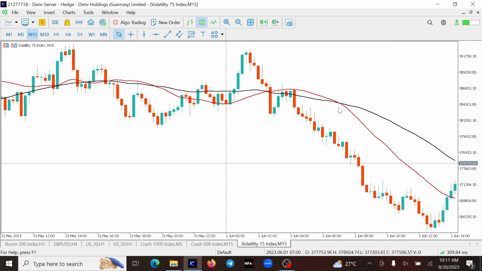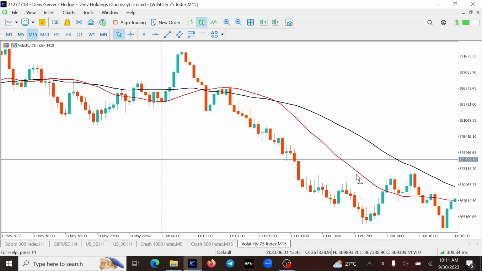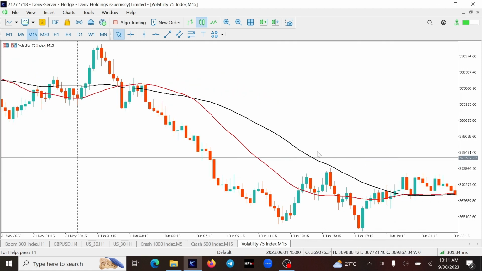Because after this crossing to the downside, it moves. Can you see that? To the downside. So here is when you can actually identify that, okay, this market is going to the downside. But we are not going to be entering for a downside. Why? Because we just identified the trend.